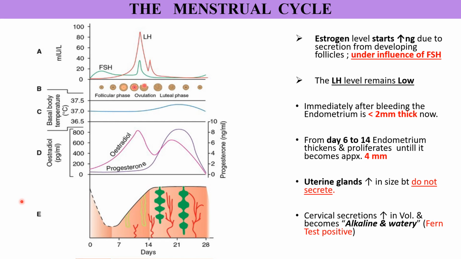The endometrium of the uterus becomes thicker and thicker until it becomes approximately 4 mm. The uterine glands increase in size. The cervical secretions also increase in volume and become alkaline and watery.